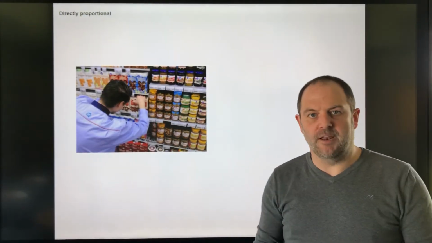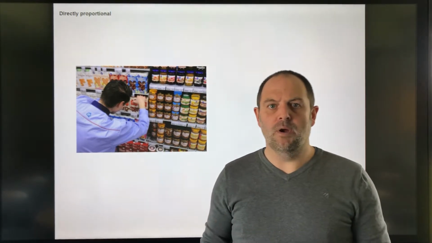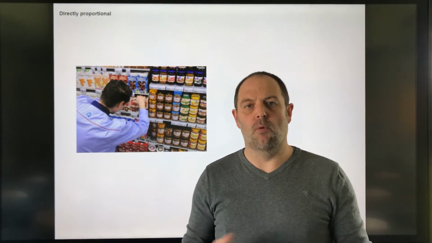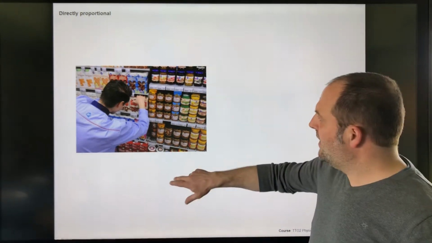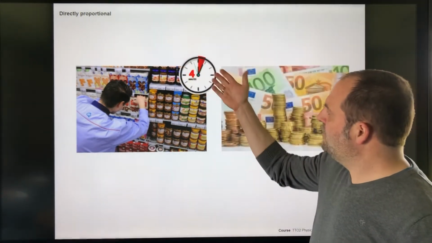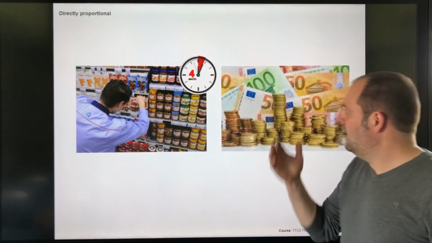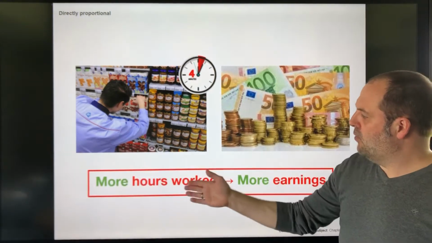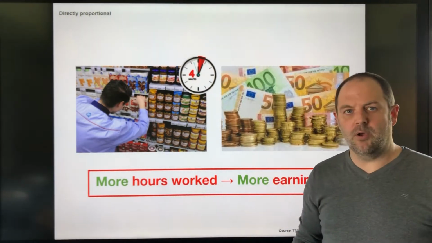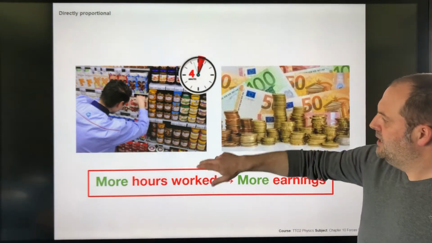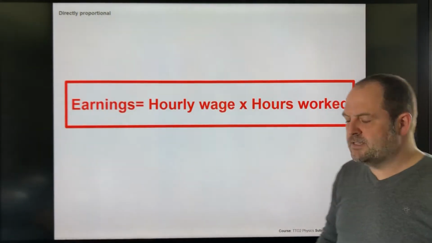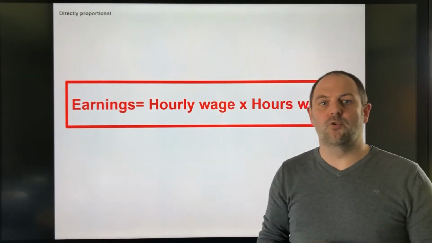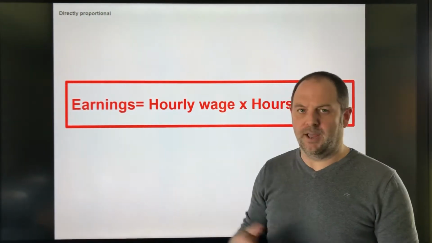Some of you already have a little job. And you all know that the more you work, the more time you spend on your work, the more money you will get. So there is a direct relationship between the amount of time that you're actually working and the amount of money that you get. So, more hours worked, more earnings. You all get that. Of course, the amount of earnings is dependent on the hourly wage. If your hourly wage is higher, then you will get more earnings.